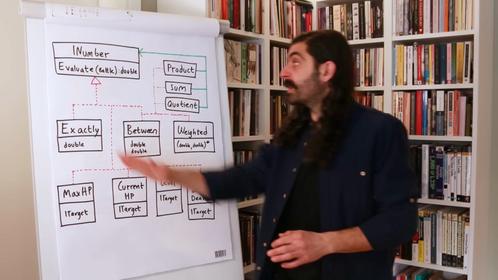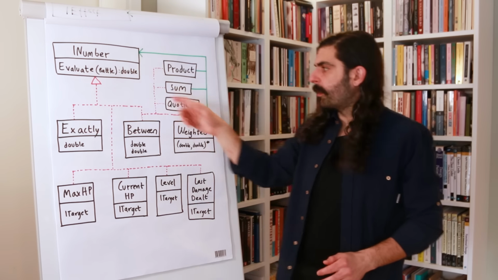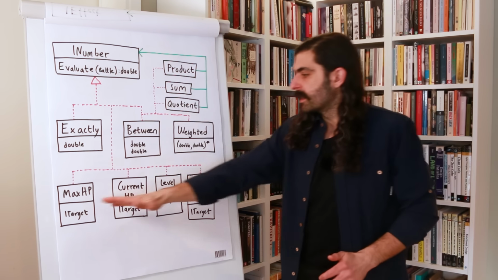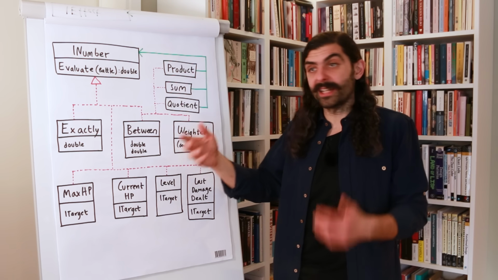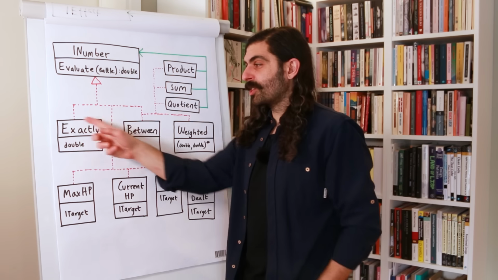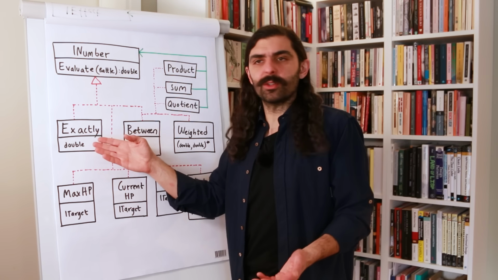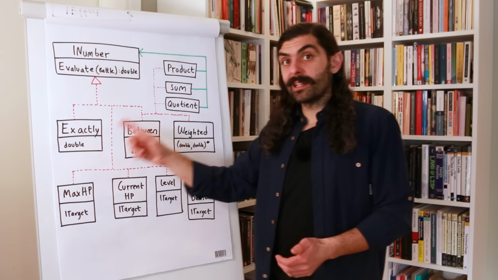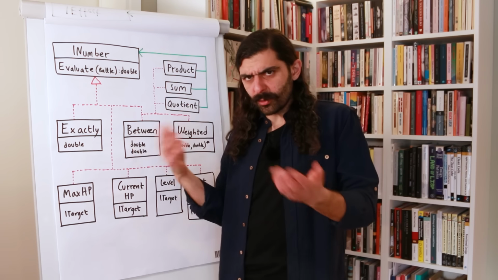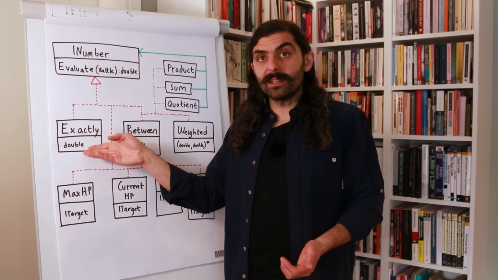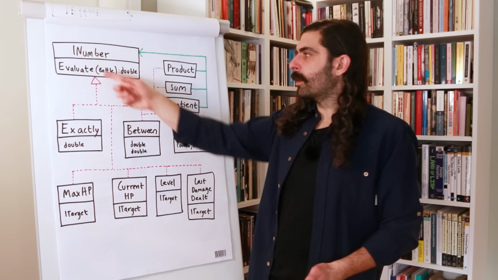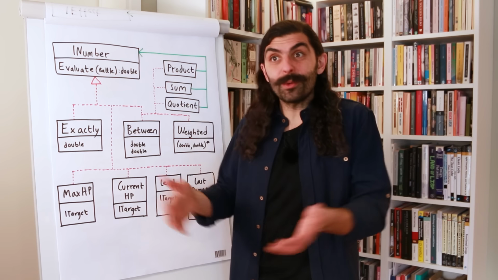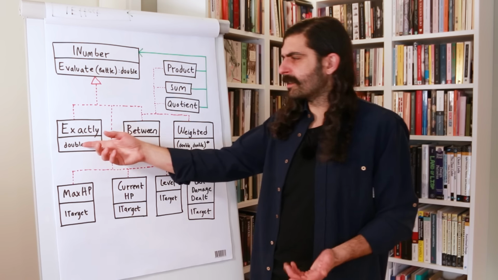Okay, so we have a bunch of different subtypes of I number. Up here you can see the combinators, and then some very Pokemon specific ones, and then some more general ones that don't combine numbers. Let's start with the simplest one, which is called exactly. If you wanted to, you could have called this number. But exactly is a type that takes a double, it stores a double, and whenever you evaluate it, you will simply get that double back, right? You could also maybe call it constant. No matter what battle context you pass it, you will always get the same double back. Okay, that's a simple number.